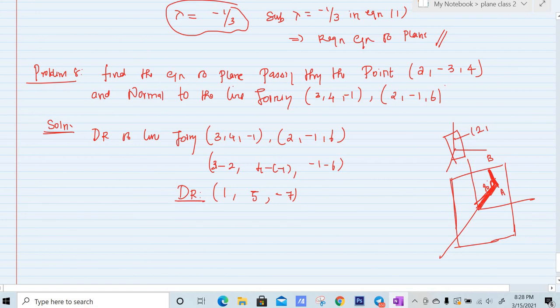Now find the equation of the plane passing through the point. Our plane has to pass through this point, right? Now I'm going to use the note that I've already given, that the normal to this plane is parallel to the line.